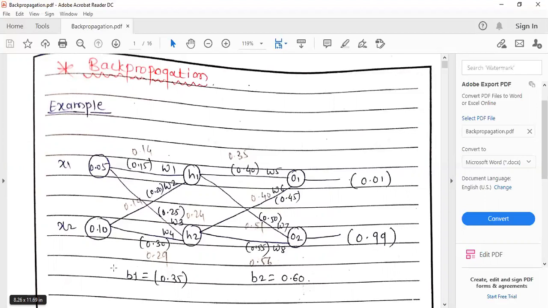So we are providing values for x1, x2, that is the inputs. Then we are providing weights for every input to every hidden node and weights from every hidden node to the output layer. On the basis of that, we are going to calculate the output values, and those values are 0.01 and 0.99. So when we go from x1, x2, the input, to the output, this mechanism is known as the feed forward mechanism.